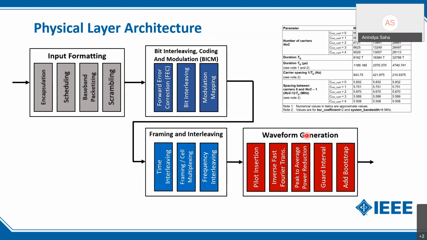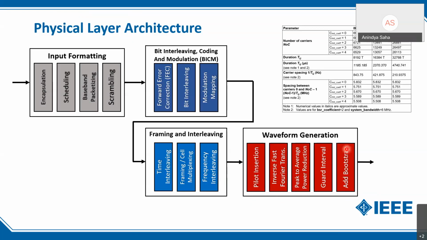Now we come to the last block, which is the waveform generation block. Here you can see the usual things. There is the pilot insertion block. As we all know in OFDM, you reserve some tones for channel estimation, synchronization, and also a little bit of PAPR reduction. Then you have the IFFT, or inverse fast Fourier transform block, which generates your OFDM waveform, followed by the guard interval insertion.